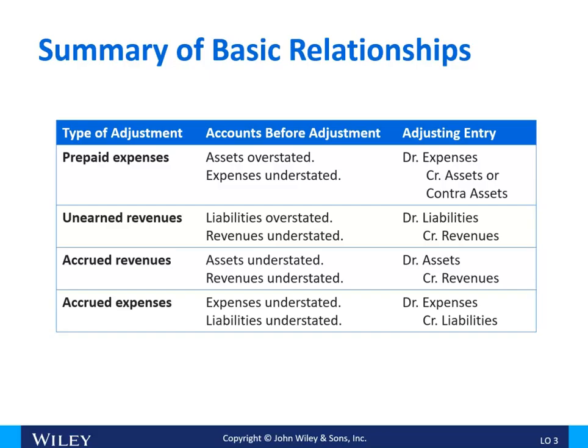Here's a summary of what we went through: the types of adjustments and what is wrong with the accounts before the adjustments. You can read through those, and then what the adjusting entry is. This is a pretty key summary to help you remember what needs to happen. I would review this multiple times, or keep it handy as you're doing the homework and studying for the exams, because it is a good summary to help you.